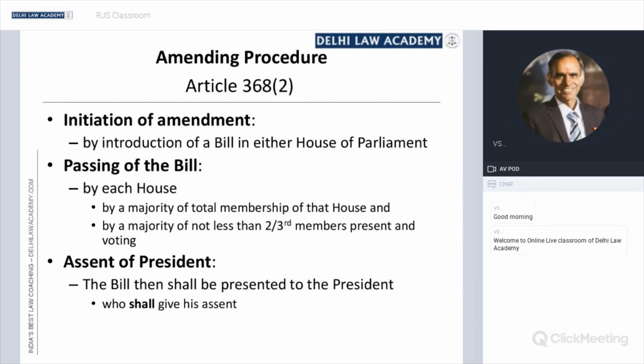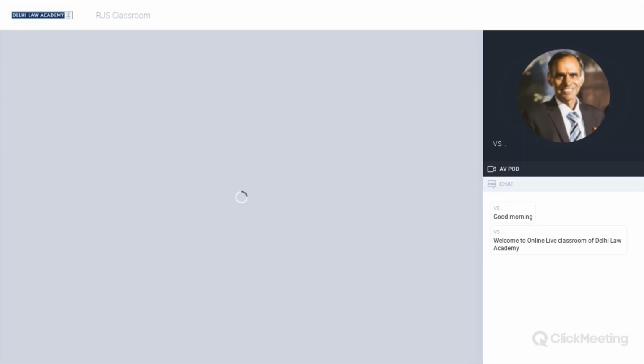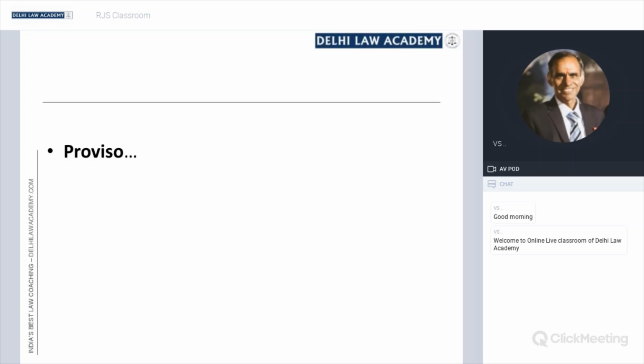And then the amendment happens. This is the procedure. However, there is a proviso, and that proviso specifies a different procedure in respect of certain provisions of the Constitution. Let us see which are those provisions and what is the procedure in respect of those provisions.